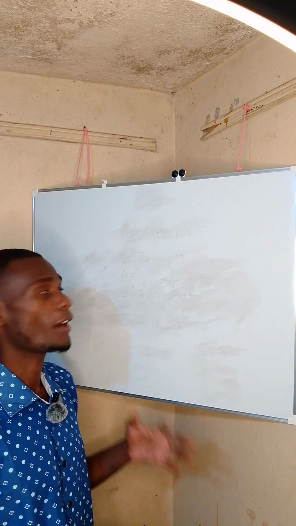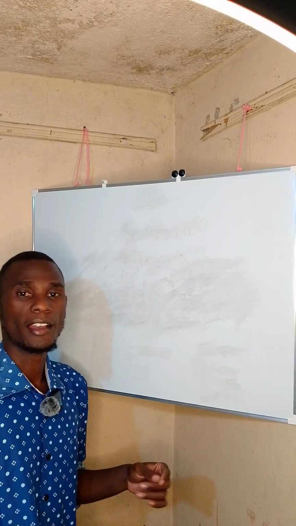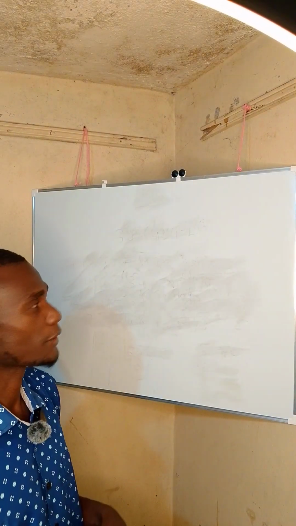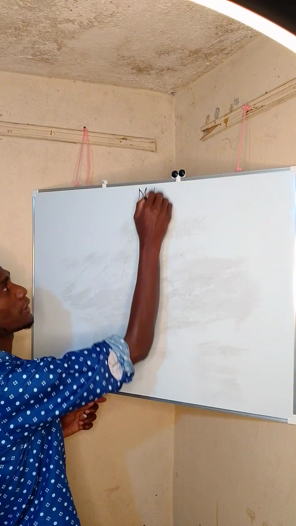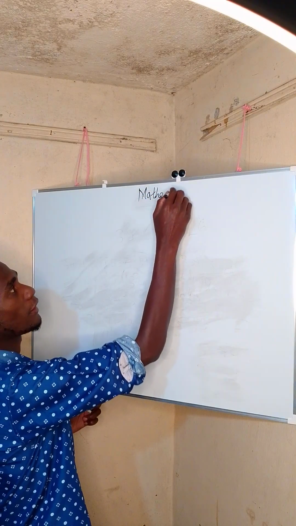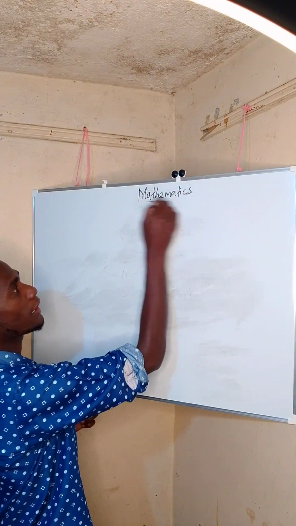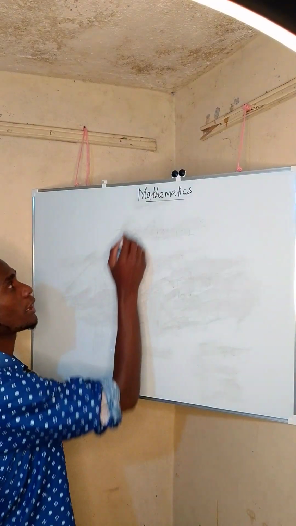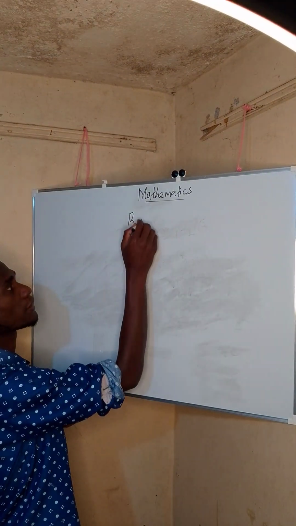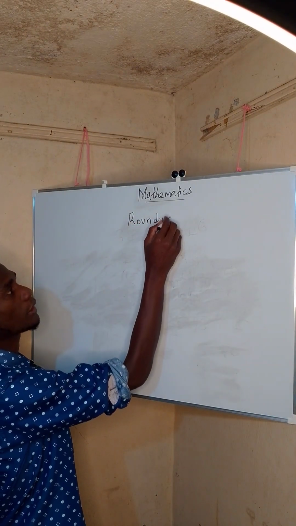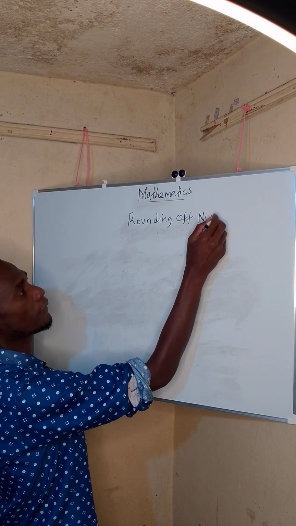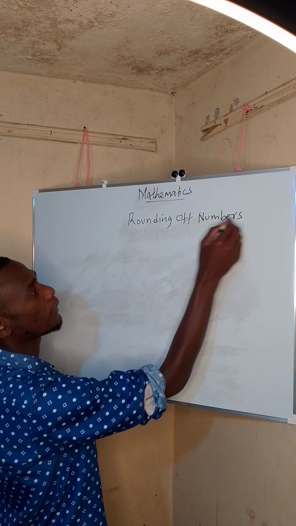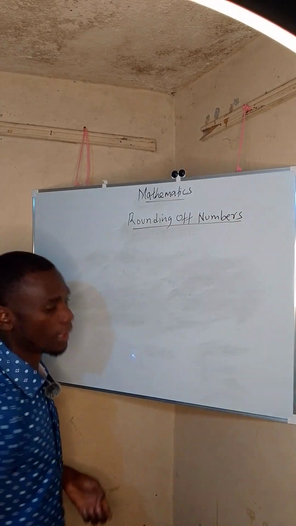So today, I have decided to pick grade 4 mathematics. So we are starting with grade 4 mathematics under the substrand rounding off numbers.